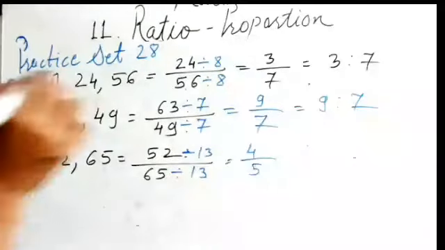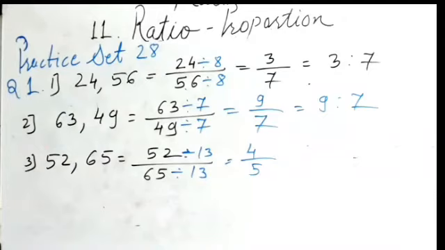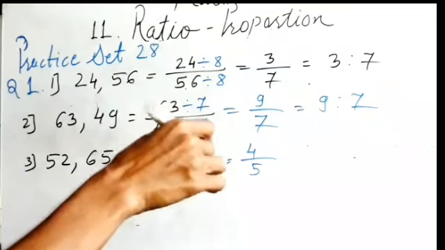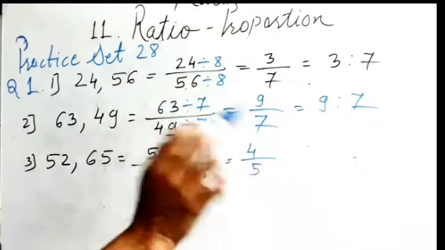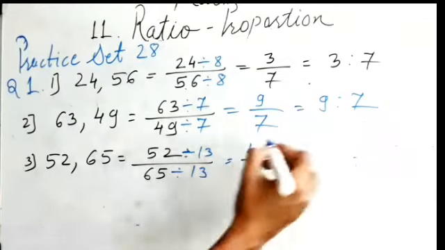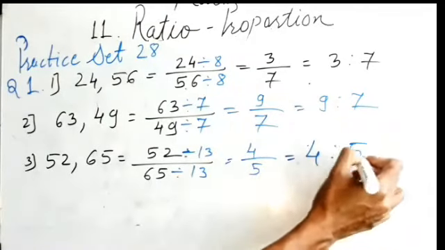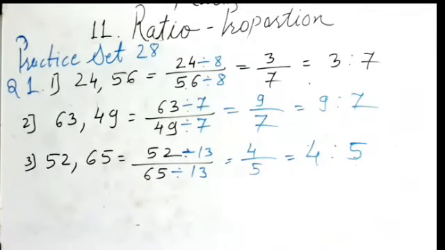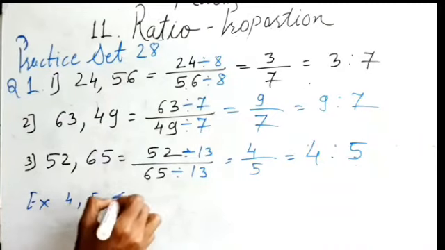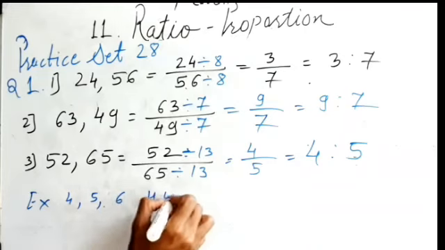Observe, the last answer you should get in simplest form, means after that you cannot divide these two numbers; generally we get prime numbers, or one is even and one is prime. So here you cannot divide it again with the same number, that is called the simplest form. Okay, this is the last step. So here you can write 4 is to 5. So I have solved examples 1, 2 and 3. Examples 4, 5 and 6 are the homework for you.